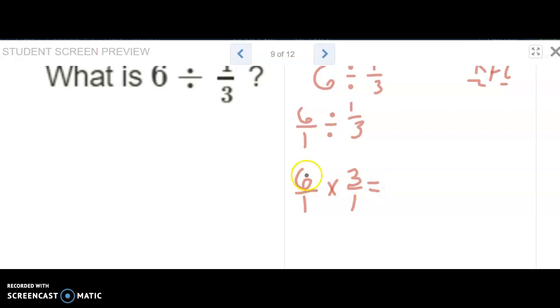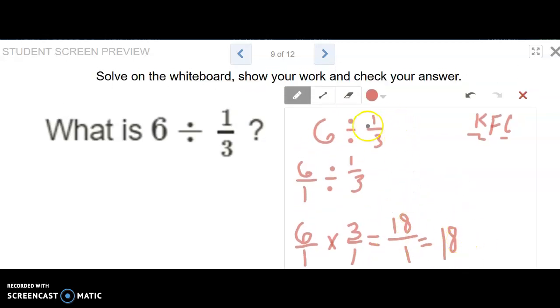Then I'm going to multiply my numerators. 6 times 3 is 18. Multiply my denominators. 1 times 1 is 1. And then simplify, right? I have this improper fraction of 18 over 1, and we know that that equals the whole number 18.